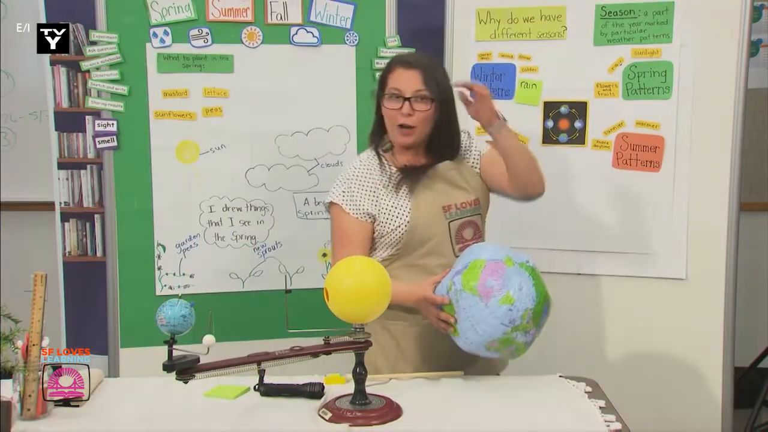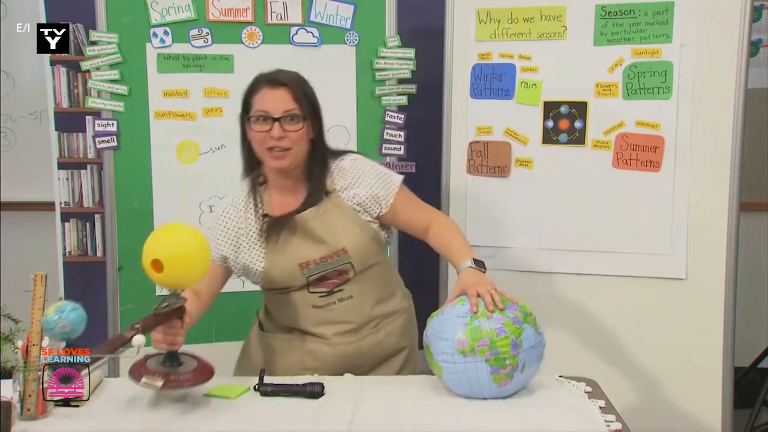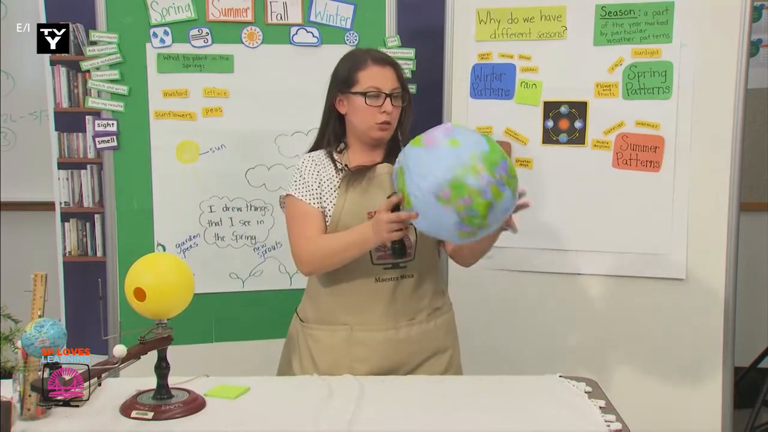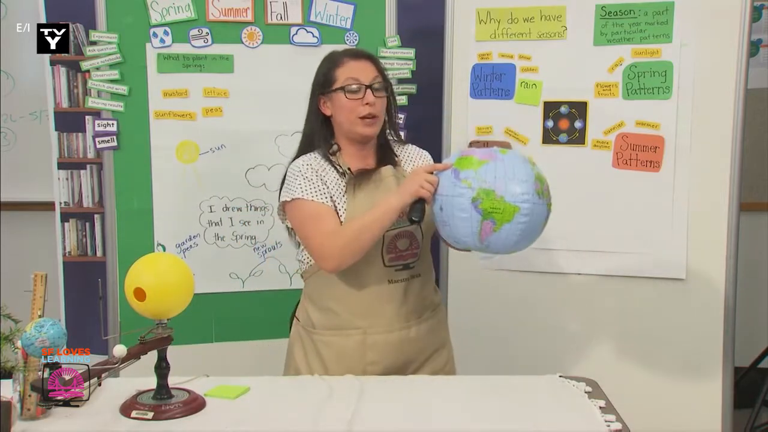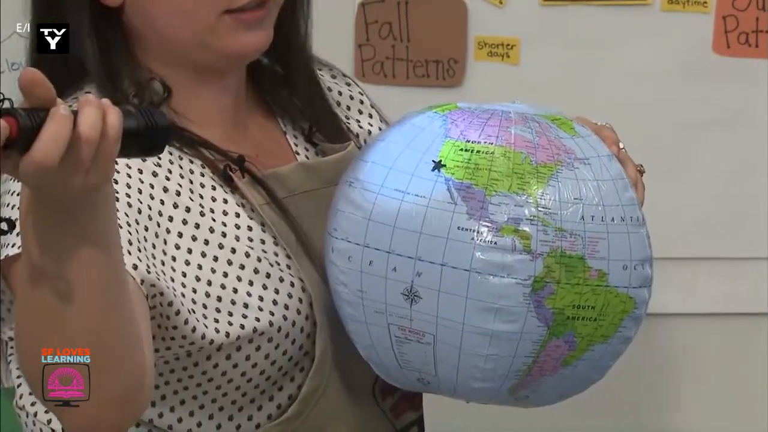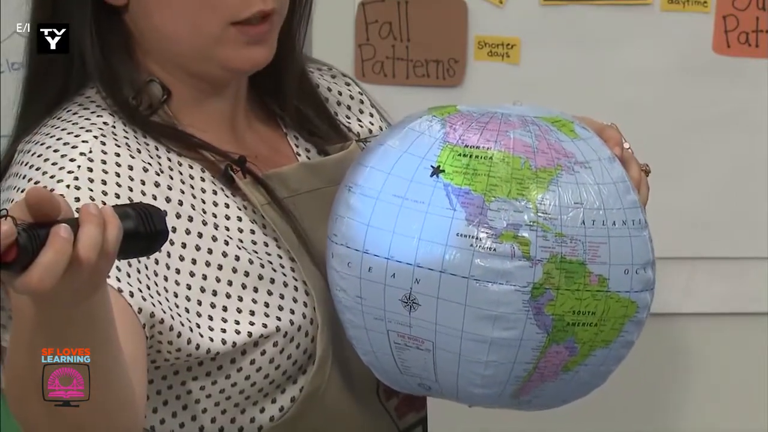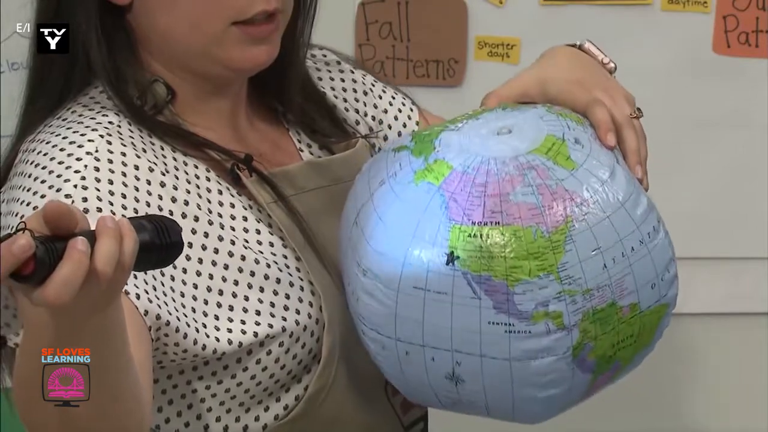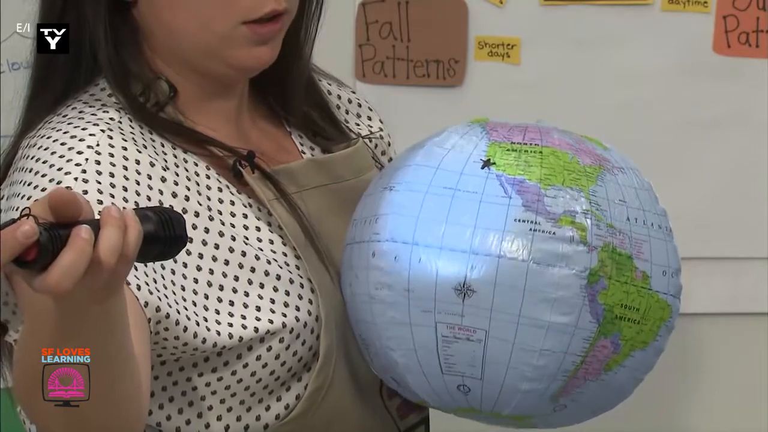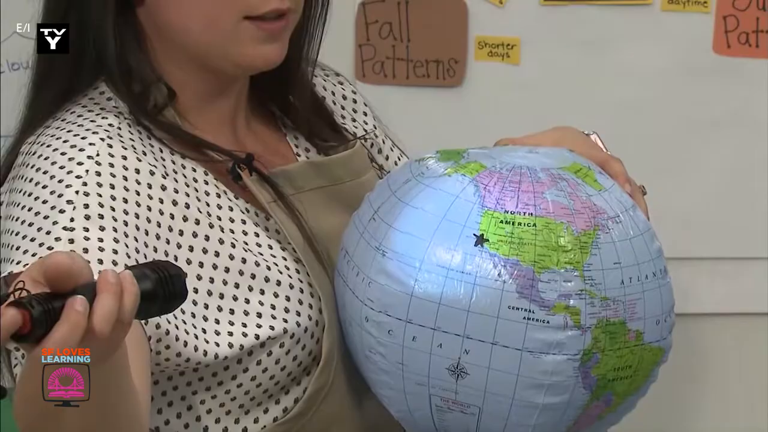My scientist friend Carla helped me put this model together. It's an inflatable globe and a flashlight, which represents the sun. Let me show you each season. So San Francisco, right here. All right, it's nighttime. Let's add some light. So this is the Earth, or this is the position of the Earth when it's spring, and then summer, fall, winter. And that star, the black star, is San Francisco.